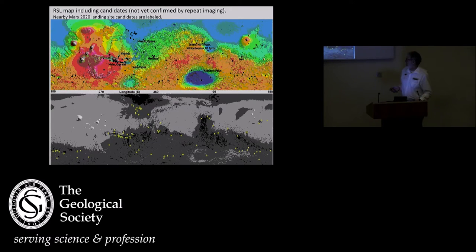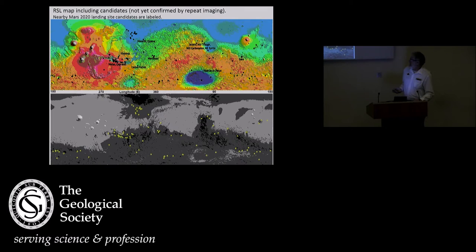So this is a very strong correlation, unless there are these slope streaks in the dusty areas, and maybe some of those are really RSL-like. We've been monitoring those, and so far we haven't seen the kind of temporal behavior that we use to define RSL. They appear to be episodic dust avalanches, probably.